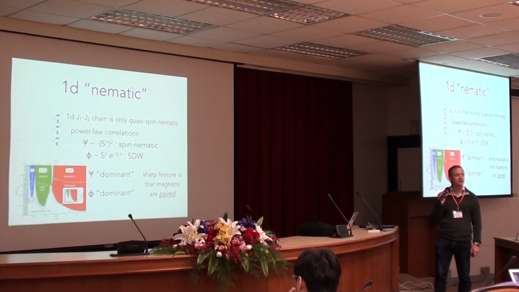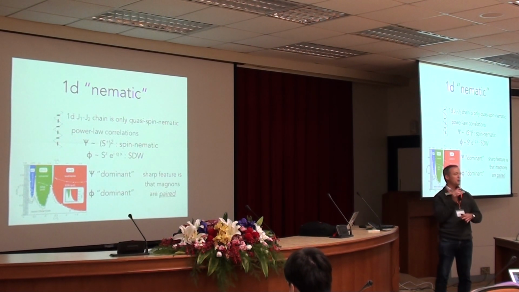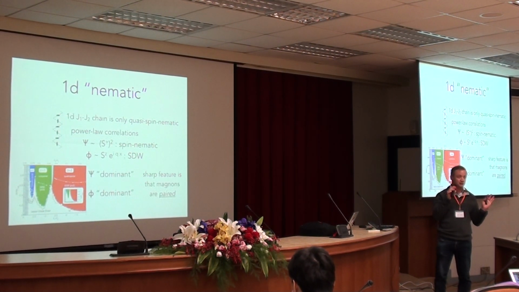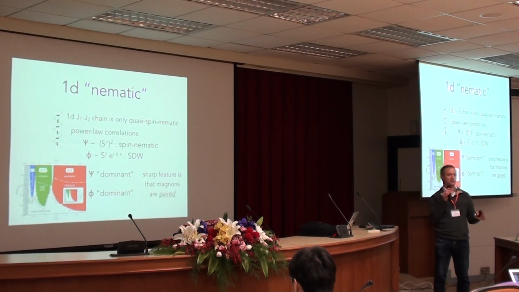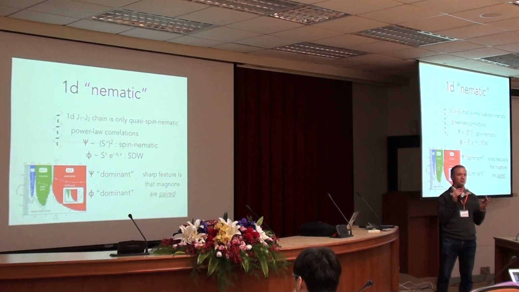I think given the time, I'm not sure exactly what I should talk about here. Let me mention what really happens in lithium copper vanadate. So this is really a nice example of a J1-J2 chain. If it were an isolated one-dimensional chain, it would have a spin-nematic ground state. But it's a one-dimensional system, so it's not long-range ordered in any real sense. So what do we mean by it being spin-nematic?